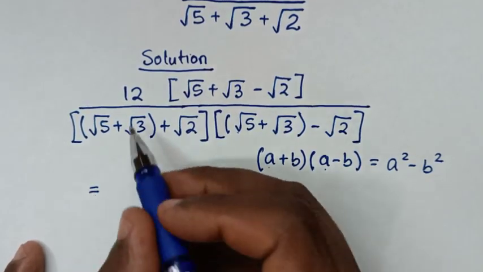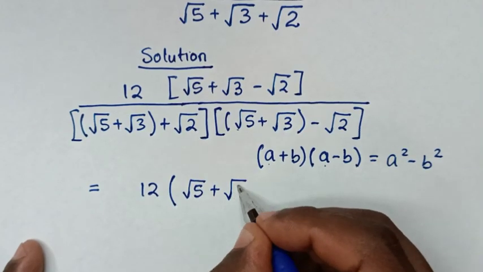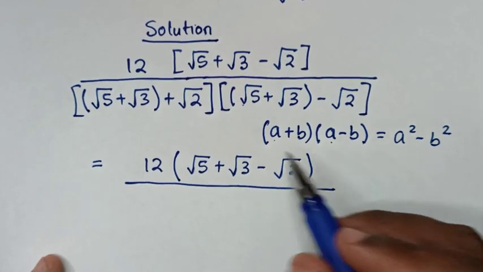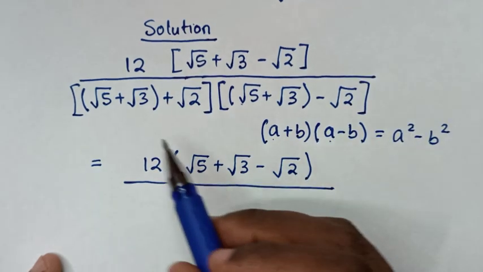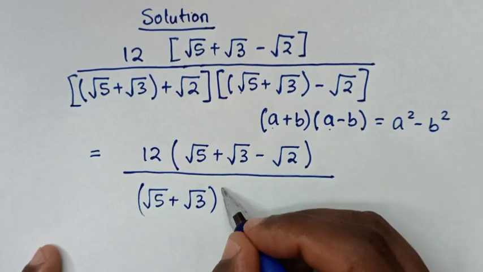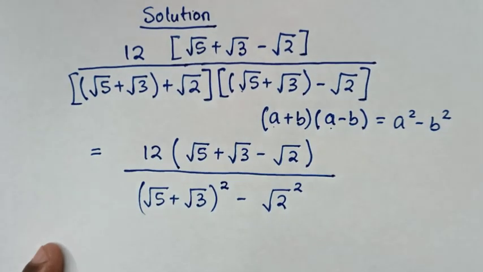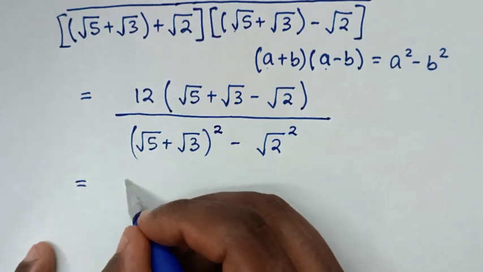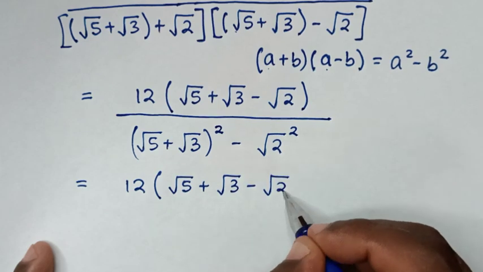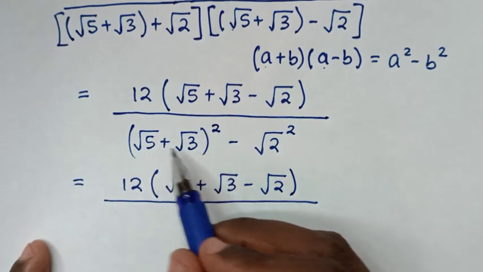Then it will be equal to, from the numerator it will be the same, which is 12 bracket square root of 5 plus square root of 3 minus square root of 2 bracket, then over here in the denominator we place in this form. So a square will be square root of 5 plus square root of 3 bracket square, then minus b square, which is square root of 2 square. Then it will be equal to 12, then bracket square root of 5 plus square root of 3 minus square root of 2 bracket, then over here square root of 5 plus square root of 3 bracket square.